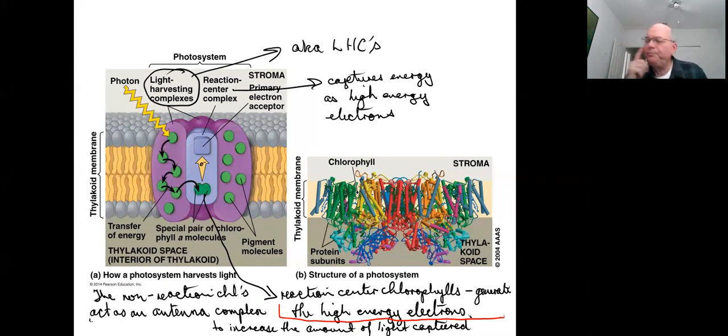So if we want to maximize the amount of light energy that we capture, relying on just the reaction center chlorophyll is not the way to go. We need a larger complex of chlorophyll molecules that capture light energy, and that's what the remaining chlorophylls actually do. And they pass that captured energy onto the reaction center chlorophylls, and they do so extremely efficiently. It's one of the most efficient energy transfers that we know of. About 90% of the captured energy is passed on to the reaction center chlorophylls.